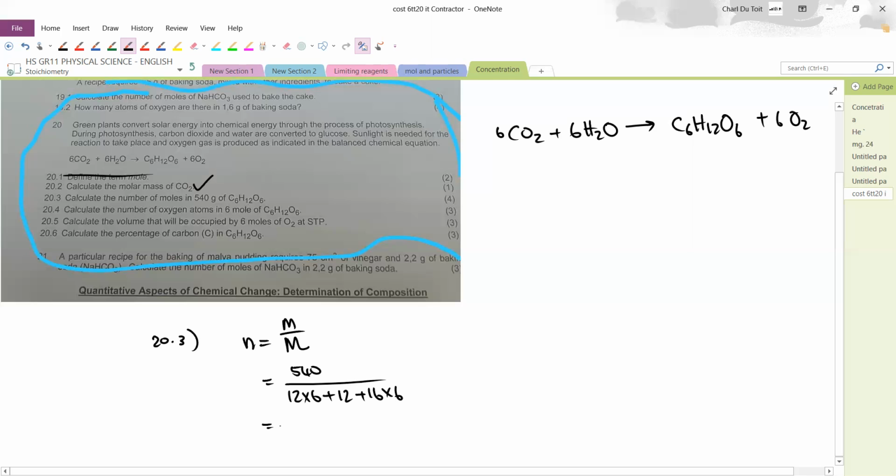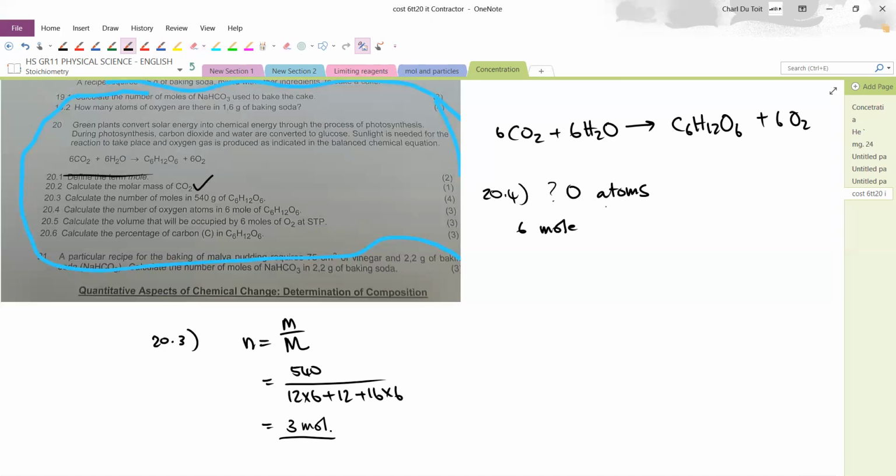Did you do that one? That wasn't difficult. Then you have 3 mole. Oh, that's nice. Good. Okay, very good. 20.4. How many oxygen atoms are in 6 mole of C6H12O6? Okay, we have 6 moles of C6H12O6. So how many oxygen atoms?